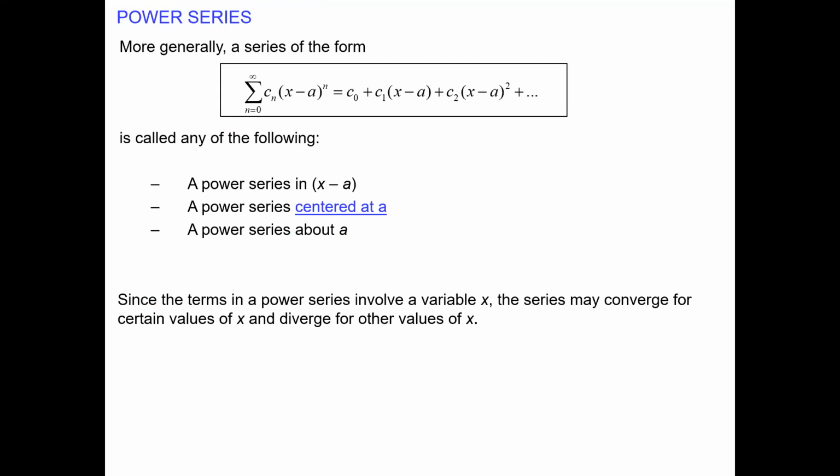The more general form of the power series is the summation of C sub n, and not just x to the power of n, but (x minus a) to the power of n. And then we have the expanded form, substituting instead of n, 0, 1, 2, and so on. And how do we call this? We call this a power series in x minus a. All of these statements are equivalent: the power series about a, but I think the middle one is quite popular, the power series centered at a.